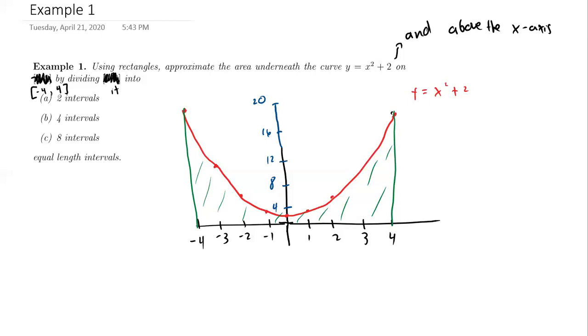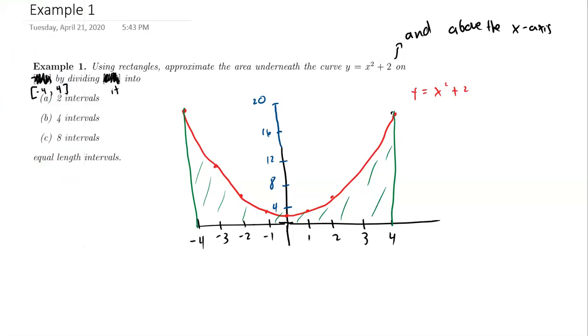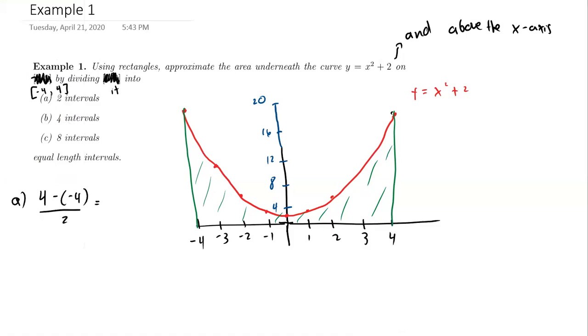Now, how are we going to approximate the area? Well, we're going to do it by using rectangles. So let's start with part A. We want to approximate this area in green by using 2 subintervals, dividing this interval -4 to 4 into 2 subintervals. Using the formula from before, to find the length of each subinterval, we subtract the endpoints: 4 minus -4 divided by 2. 4 minus -4 is 8, divided by 2 is 4. This is going to be our change in x.